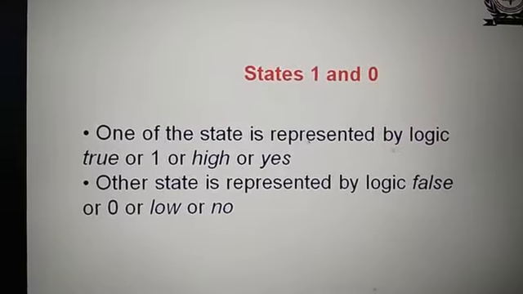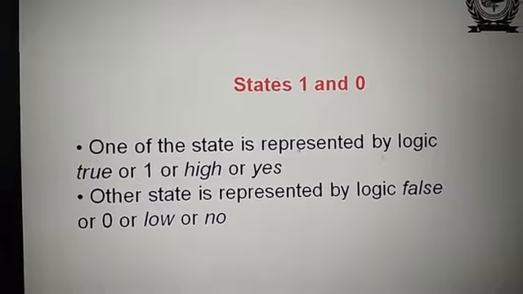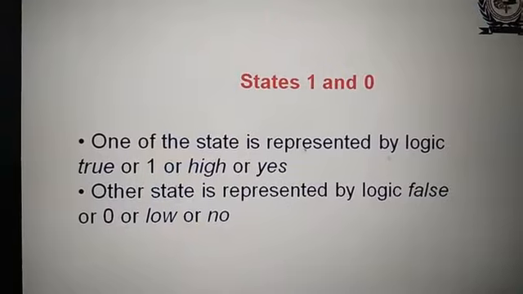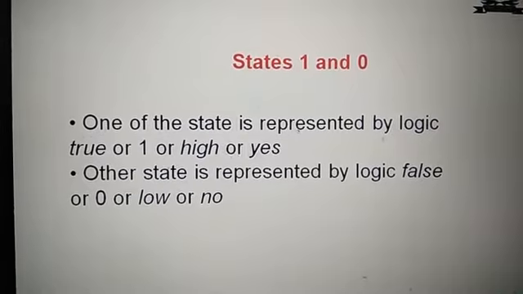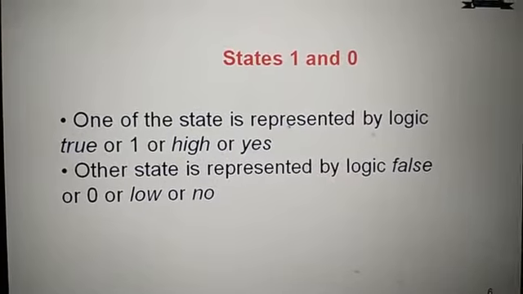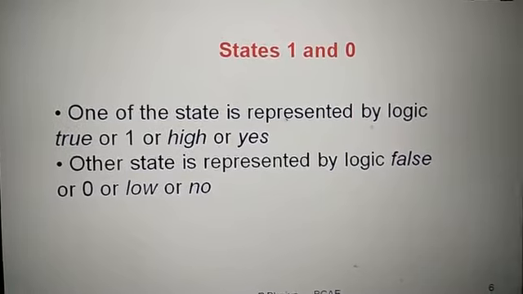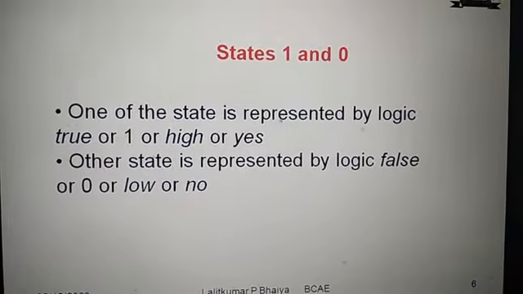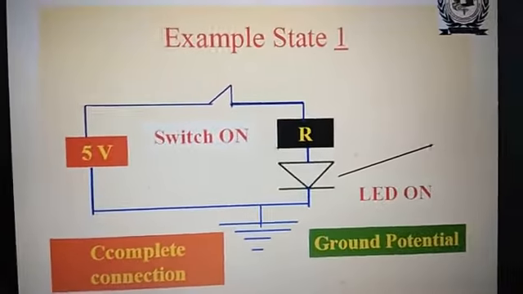One of the states is represented by the logic true or 1, or it is also called a high logic, or in terms of yes or no we can say yes, positive. One state represented by logic true or 1 or high or yes is called logic 1, and one state is represented by a logic false or 0 or low or no. This is called the logic 0 state. So these two states we use in digital electronics.